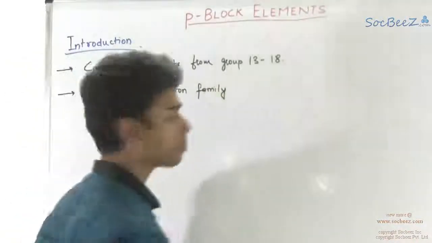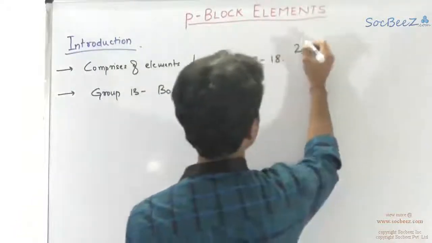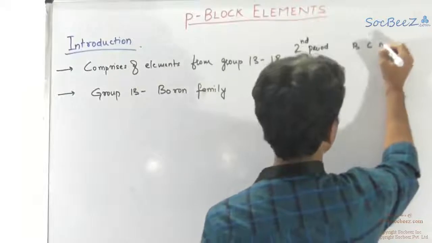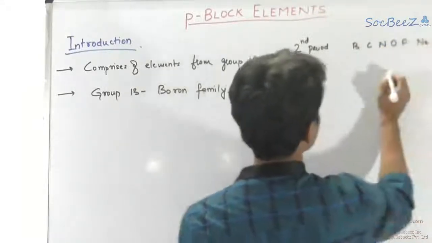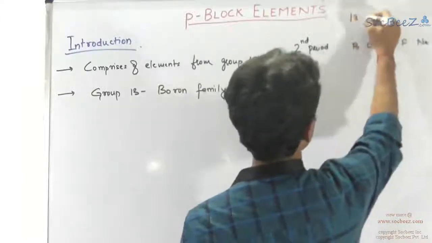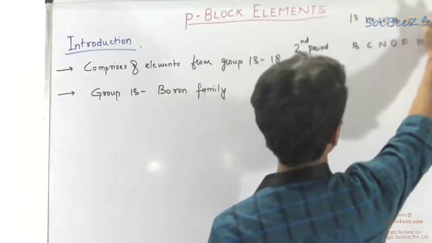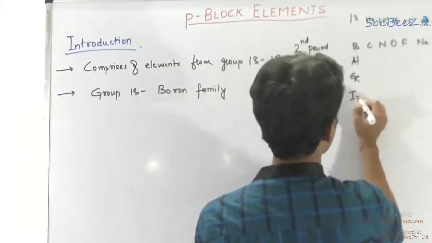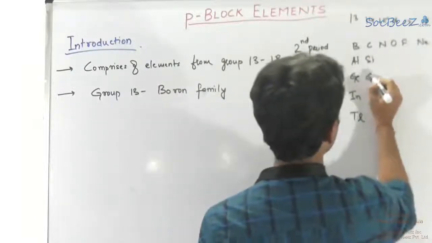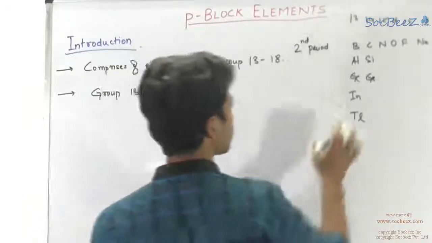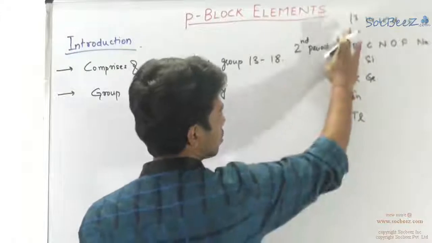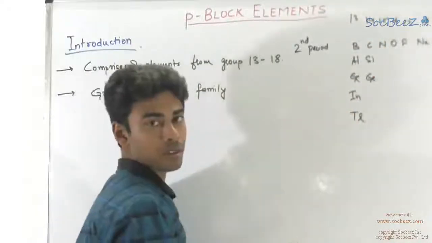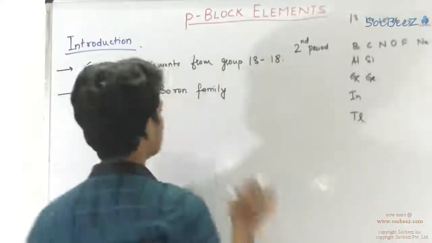Now why are these called boron family? Because in the second period of the periodic table, we have boron, carbon, nitrogen, oxygen, fluorine, and neon. Then we have this group 13, this is group 14, this is group 15, this is 16, 17, and 18. Now in the group 13, boron, aluminium, gallium, indium, and thallium. Similarly carbon, silicon, germanium, and so on. The group 13 family is called a boron family because boron is the first element of this group.